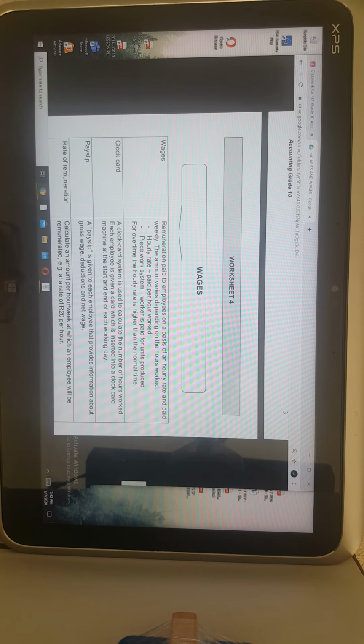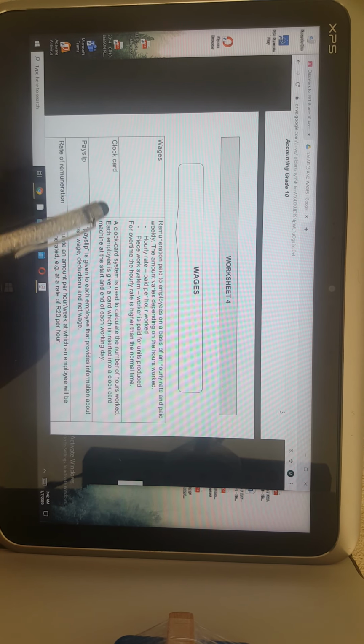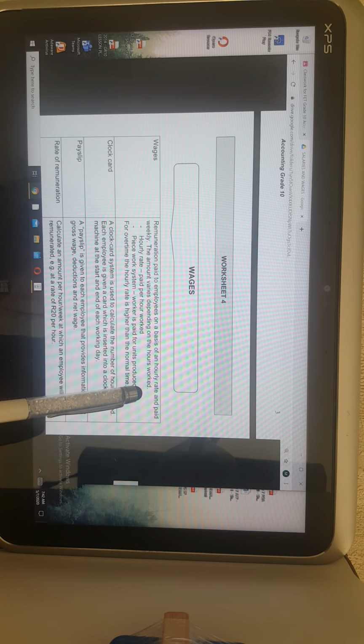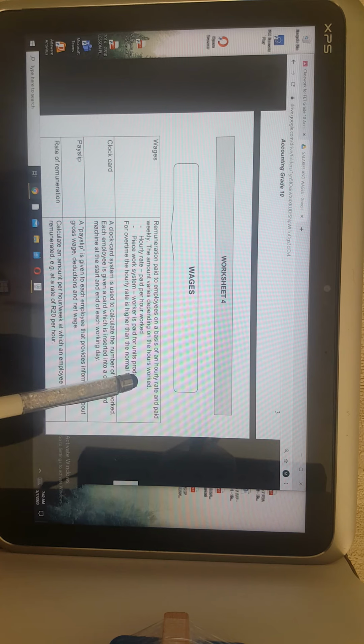Okay, we're carrying on with wages, right? I'm on worksheet number 4. So you'll see worksheet number 4 has wages written, right? So wages means remuneration paid to employees on the basis of an hourly rate paid weekly, and the amount varies according to the hours worked, right?